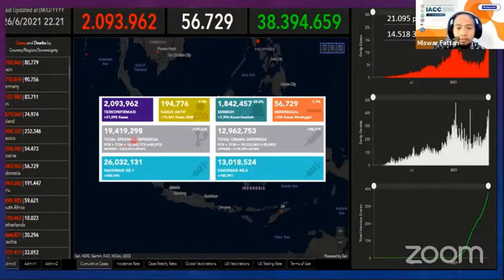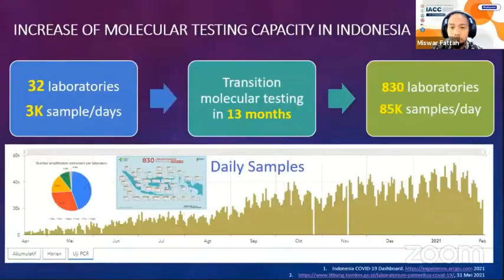This is the Indonesian dashboard. Indonesian molecular testing is divided by the government into two, PCR and PCR. The number of tests yesterday was 850,000. So the testing capability in Indonesia related to molecular testing is very high.